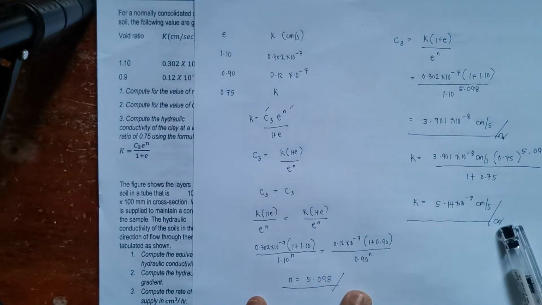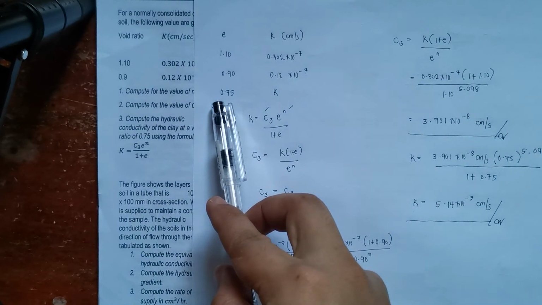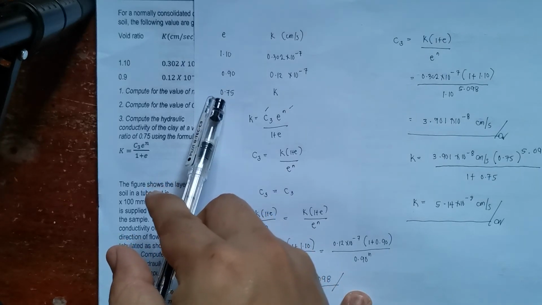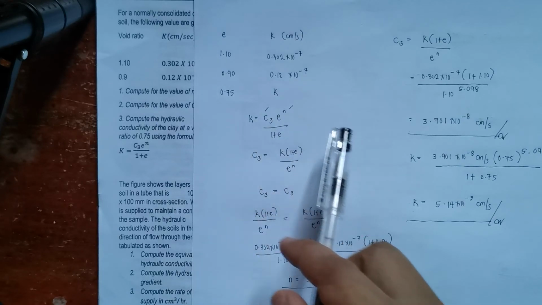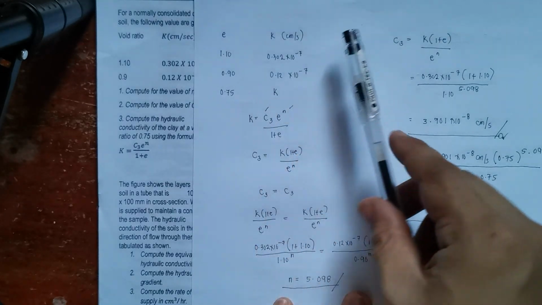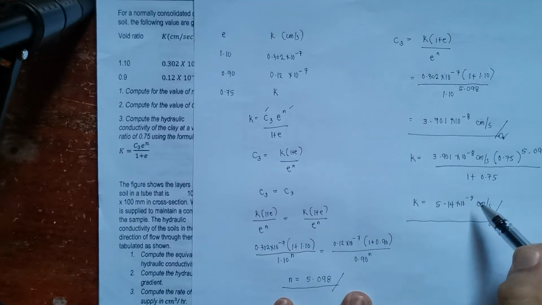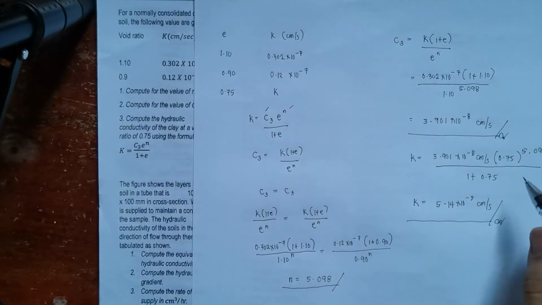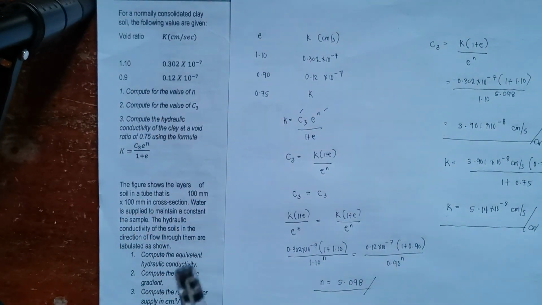Kung i-check natin, sabi nga natin kanina, the value of K is directly proportional to the value of E. So, ibig sabihin, since lumiit yung value ng E dito, naging 0.75, dapat, yung makukuha natin value ng K dito is lesser than these two values. So, since negative 9 yung ating exponent, this is less than these two values. And that is our requirements for this problem.